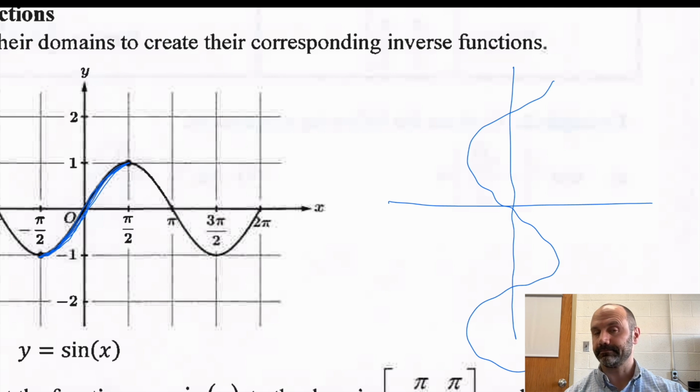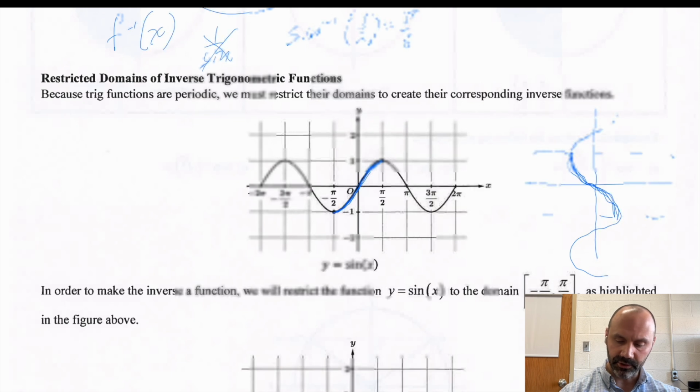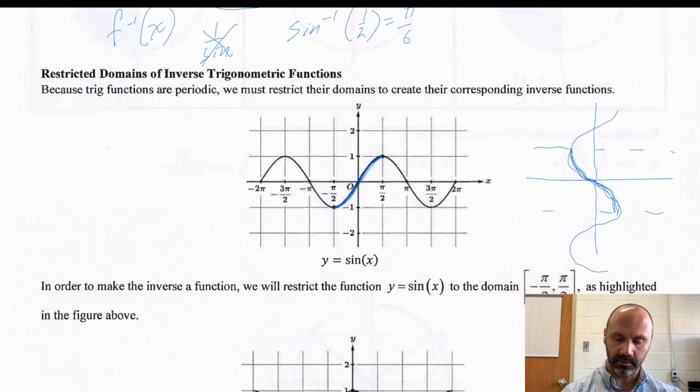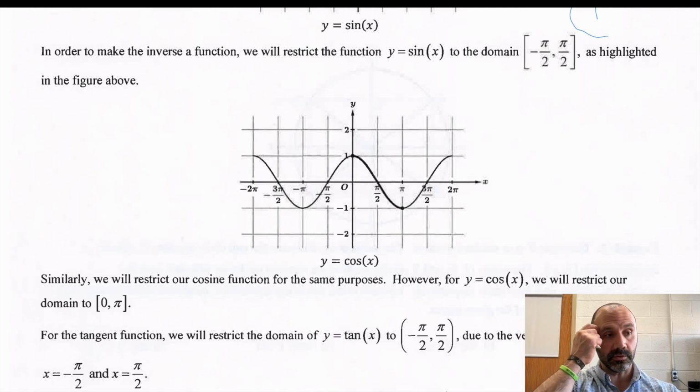And we can't do that. That's not allowed when it comes to functions. So we cut off this part, and it's only this part that we're dealing with when it comes to inverse functions. Our restricted domain is negative pi over 2 to pi over 2 for sine, and for cosine, we restrict ourselves to 0 and pi.